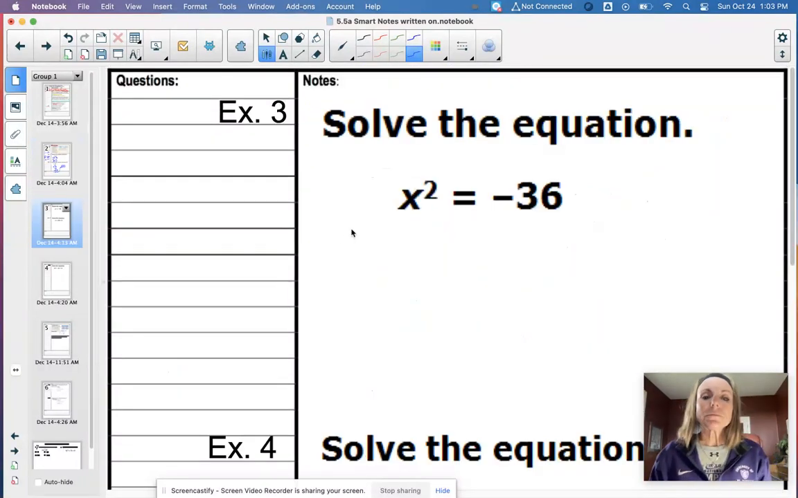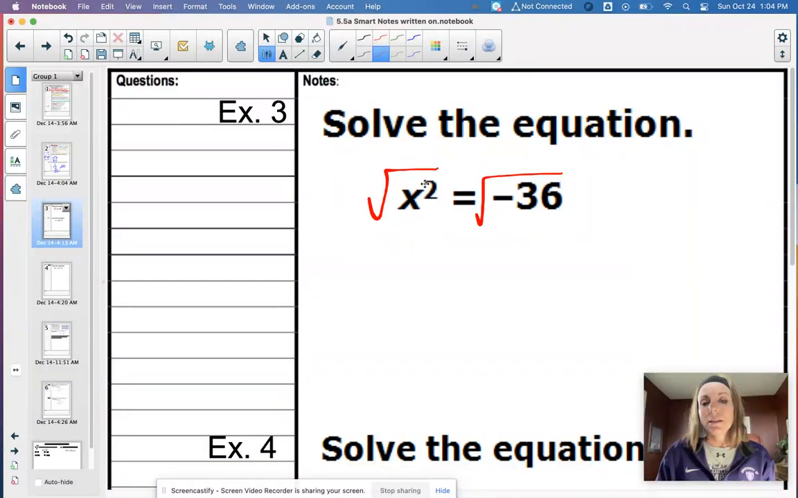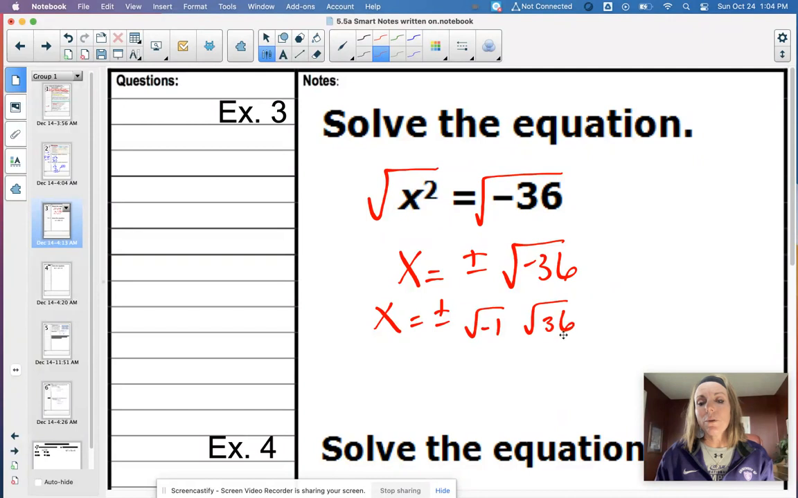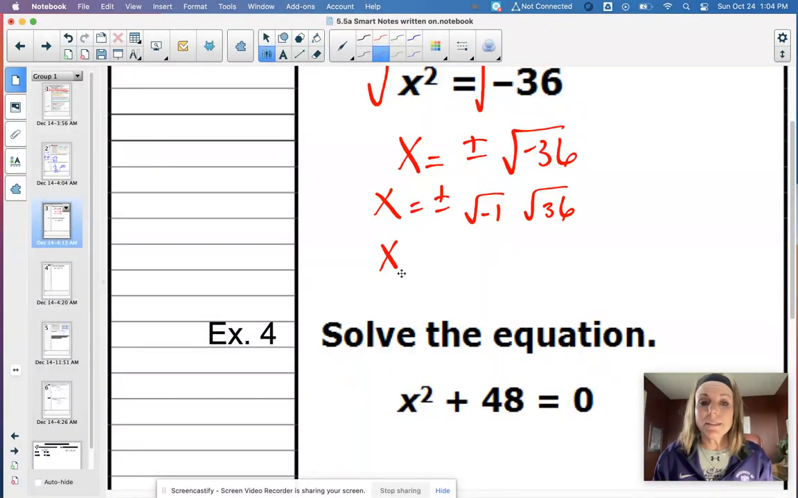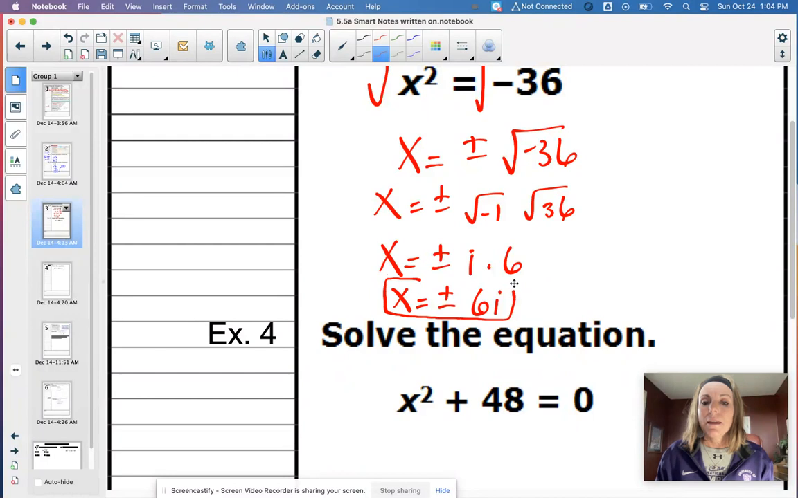Example 3, solve the equation. Well, here we go. We have an equation now. We know to take a square root of both sides. That 2 cancels, the x comes out. I know I'm going to get a plus or minus. And I can break that up into the square root of negative 1 times the square root of 36. That's i. That's 6. So x is equal to plus or minus 6i. If you wrote x is equal to plus or minus i6, that's fine too. I usually like to put the number before the i.